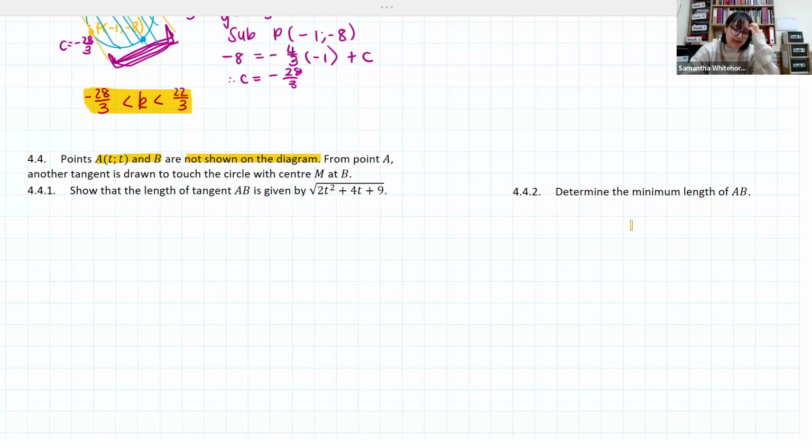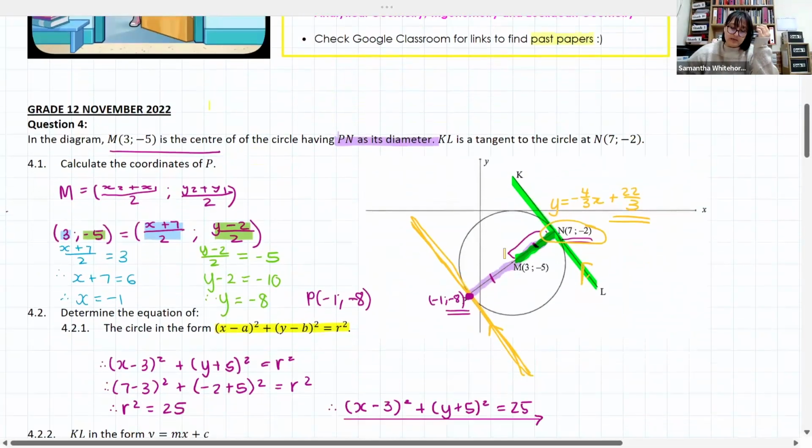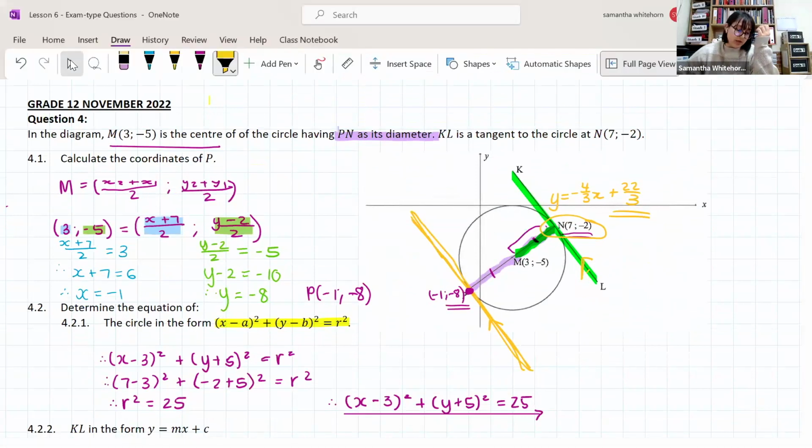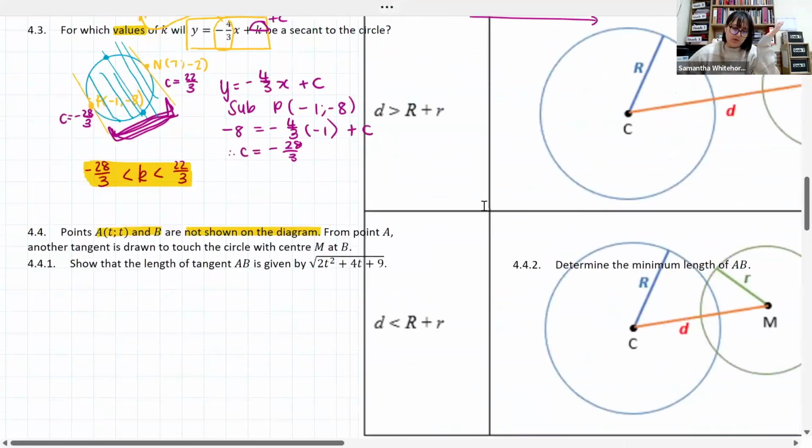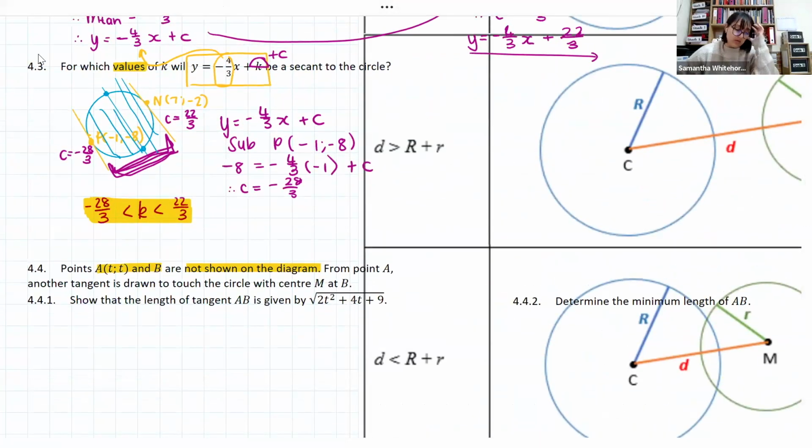So it says points A at (t; t) and B are not shown on the diagram. From point A, another tangent is drawn to touch the circle with center M at B. Now remember, the circle with center M is the circle that we were given. And what I'm going to do is bring this diagram down so that we don't have to keep scrolling back and forth.